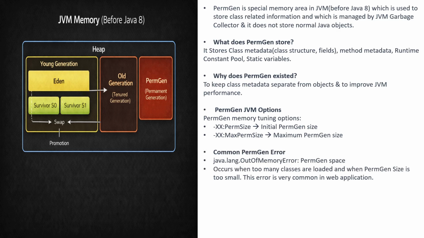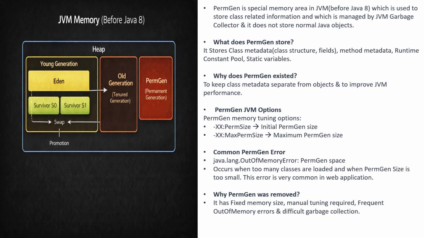Now let's see the common PermGen error which we get. The common error which we get is java.lang.OutOfMemoryError: PermGen space. So when does it occur? It occurs when too many classes are loaded and when the perm generation size is too small. So this error is very common in web applications.